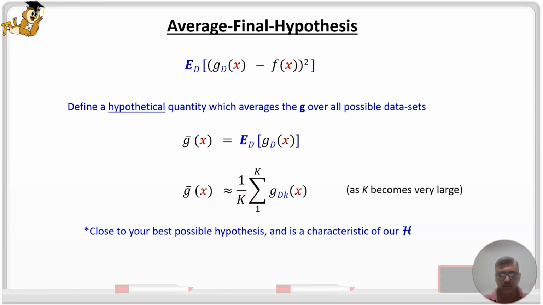Okay. This idea of g bar is central to the bias variance analysis. So spend a moment, stop my video, and go over the last few minutes once again if you've not understood g bar. It is simply the average of all final hypotheses that result from taking all possible data sets to train your system, right?